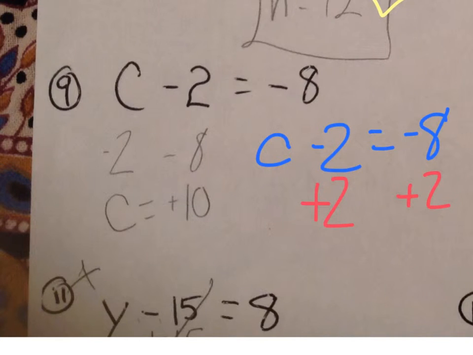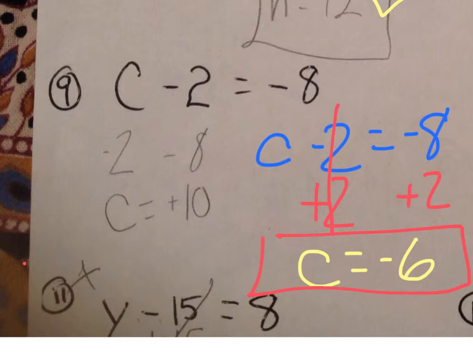That's the inverse operation. And I know that the 2's cancel out. So all we're left with is c equals what? Negative 8 plus 2 is going to be negative 6. So negative 6 is our answer, not 10.